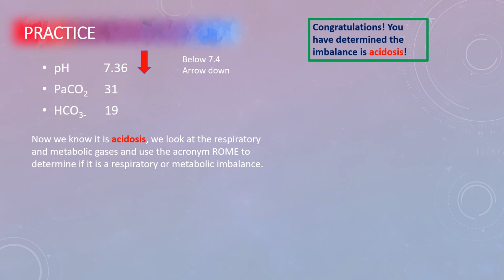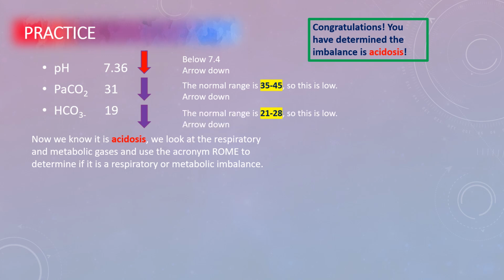Now that we know it's acidosis, we look at the respiratory and metabolic gases and use the acronym ROME to determine if it is a respiratory or metabolic imbalance. The PaCO2 is 31. The normal range is 35 to 45, so 31 is low, put an arrow down. The HCO3 is 19. Well, the normal range is 21 to 28, so 19 is low, put an arrow down.